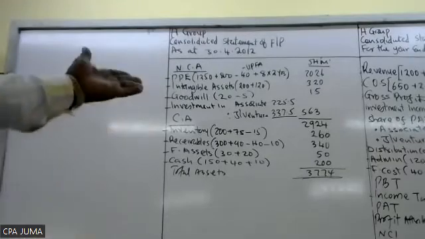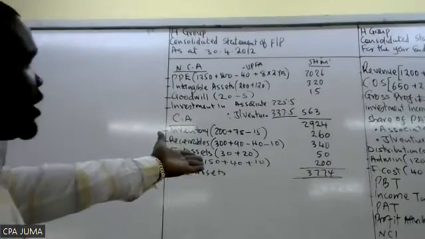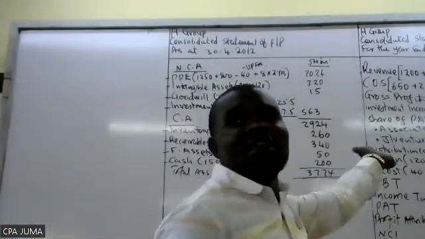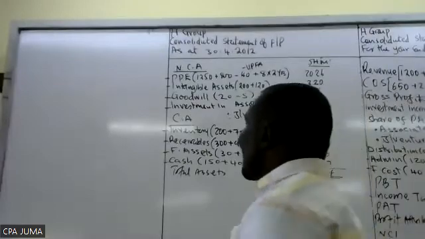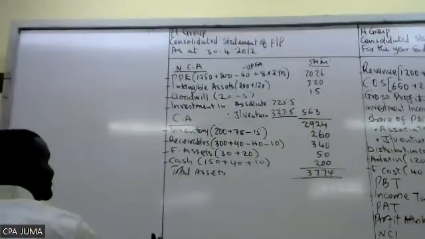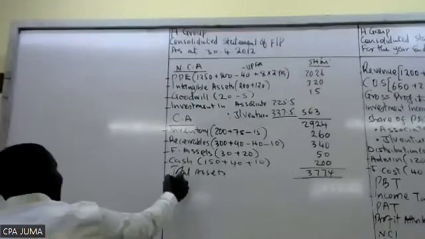So 260 plus 340 is 600. 600 plus 250 is 850. 850 plus. See, maybe you are massaging figures.